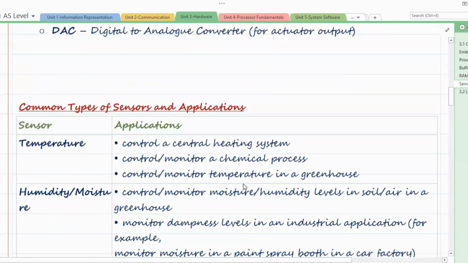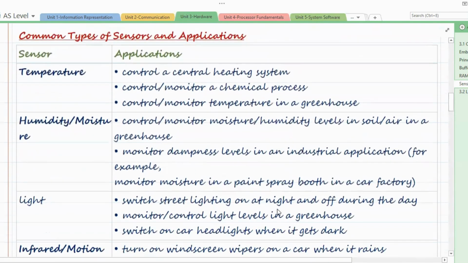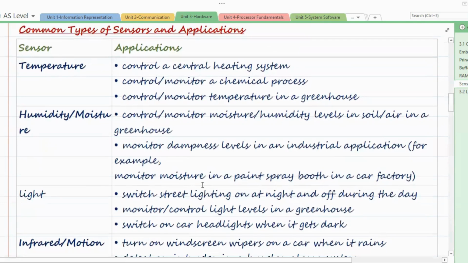Now let's talk about common types of sensors and their applications. First of all, temperature sensor. Temperature sensors measure heat. We can use them in greenhouses, chemical processes, air conditioning systems. I have mentioned whether it's a control system or a monitoring system. Please have a look at your screen and take notes if required, because this is very, very important from an exam perspective.